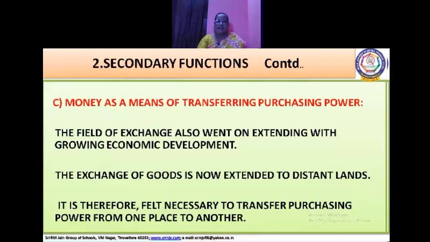In secondary functions, the third one is money as a means of transferring purchasing power. The field of exchange also went on extending with growing economic development. The exchange of goods is now extended to distant lands. It is therefore felt necessary to transfer purchasing power from one place to another.